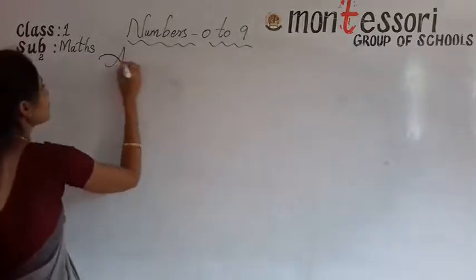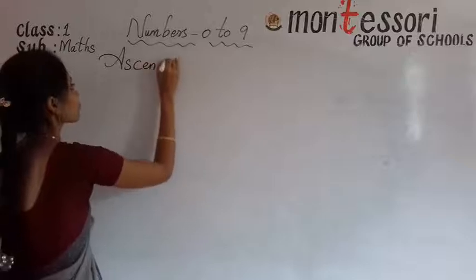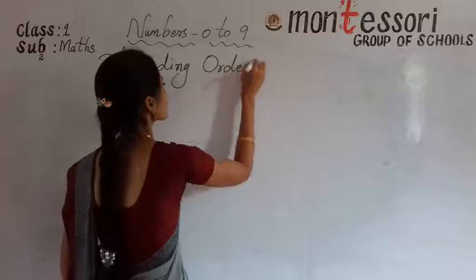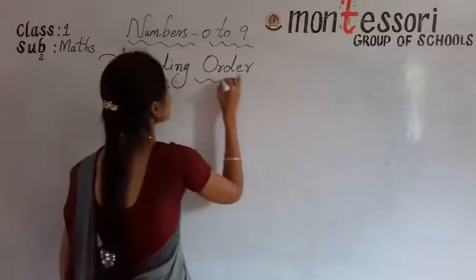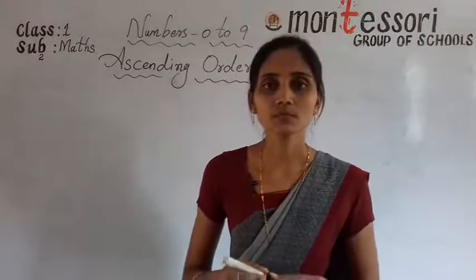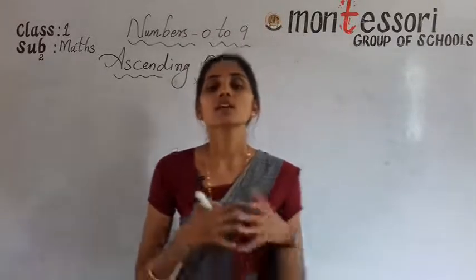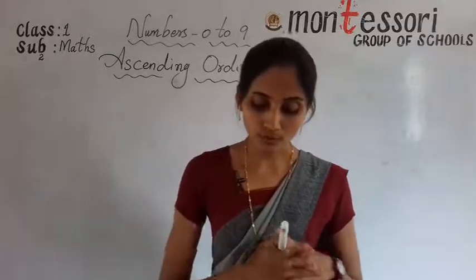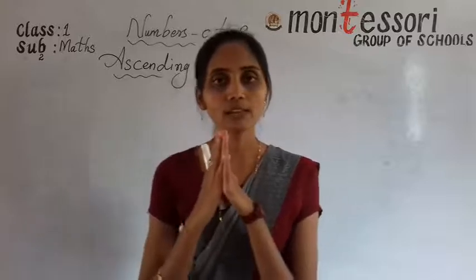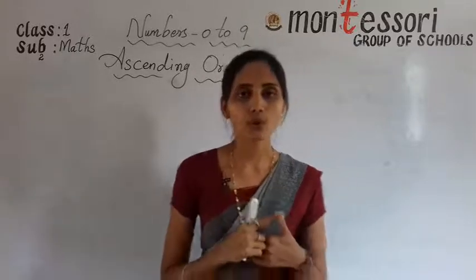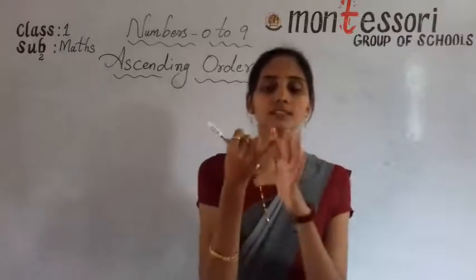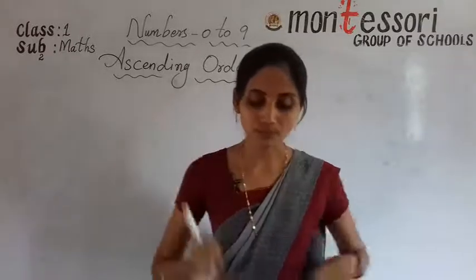First we will learn about ascending order. Do you know the numbers from 1 to 9? Before we start our topic, let us count the numbers from 0 to 9: 0, 1, 2, 3, 4, 5, 6, 7, 8, 9.